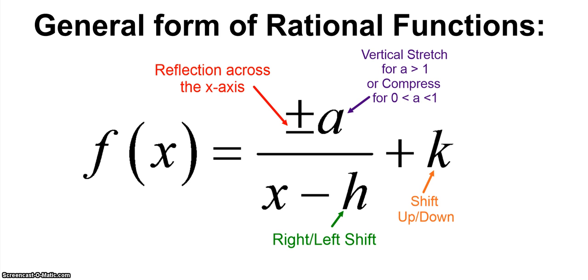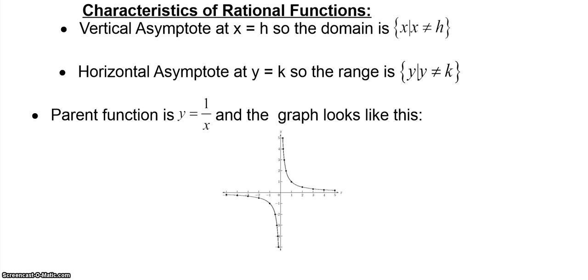Okay, the k is going to still be your shift up and down. So plus k, it's going to go up. Minus k, it's going to go down. So it's the exact same as what you think because it's on the outside. So that's your over. Alright, the characteristics of the rational function.